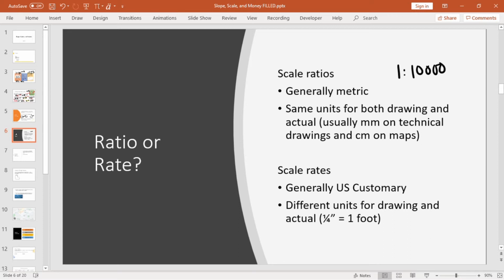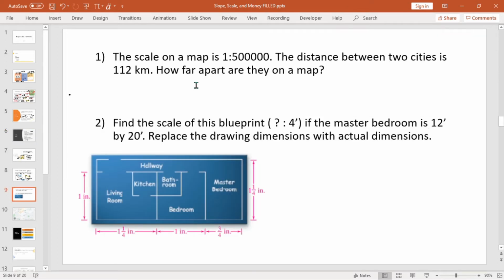Sometimes the US customaries also don't, which bugs me, because the US customary ones are generally rates, which is when you have 2 things that are equivalent, but they're not the same measurement. So you might see 1/4 inch on your drawing is equal to 1 foot in actual space, or 1 inch on your drawing is equivalent to 8 feet. They're both scales, one's a ratio, one's a rate. I want to see units in there, and I'll make sure that I give units because that's only fair. And we're going to do a couple more examples here.